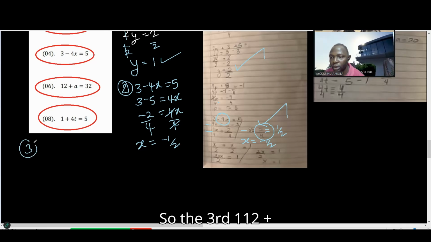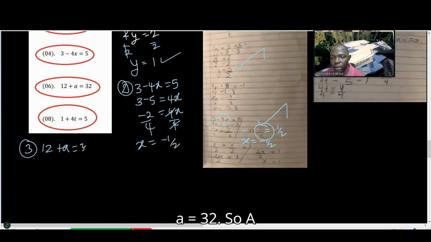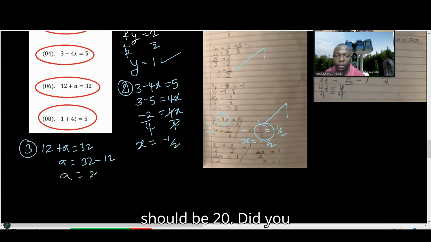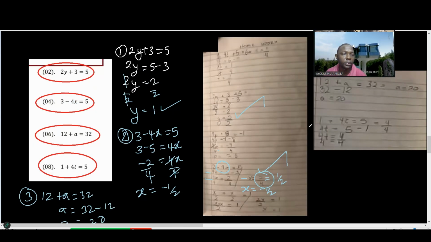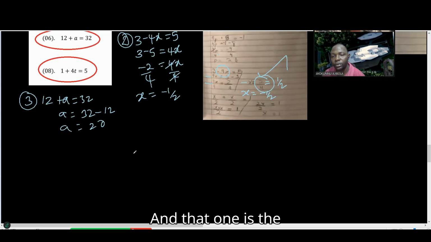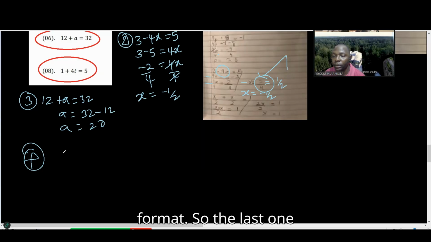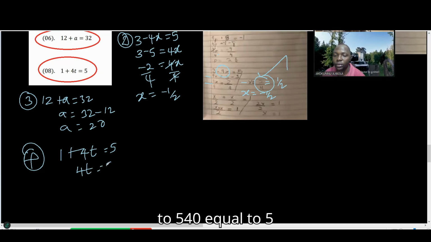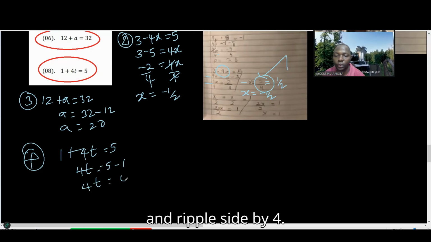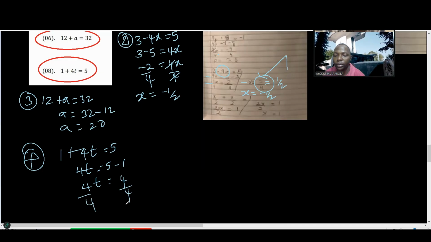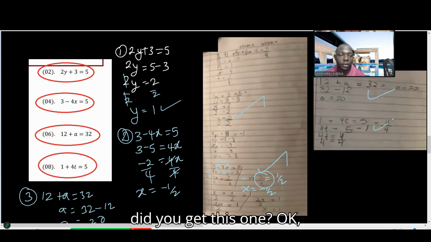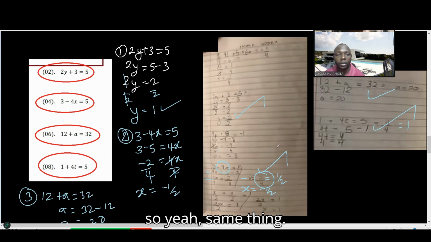So the third one, 12 plus a equal 32. So a equal 32 minus 12. A should be 20. Did you get a equal 20? And that one is a full mark. So the last one, 1 plus 4t equal to 5. 4t equal to 5 minus 1. 4t equal to 4, and you divide both sides by 4. t equals to 1. So did you get t equals to 1? Same mistake, 2.5 over 4.